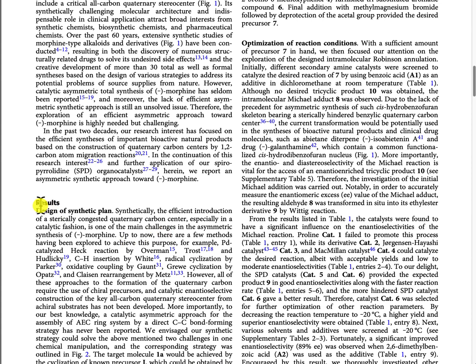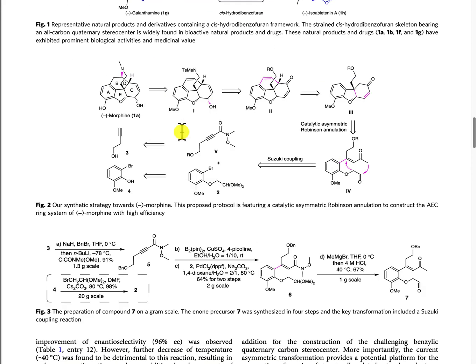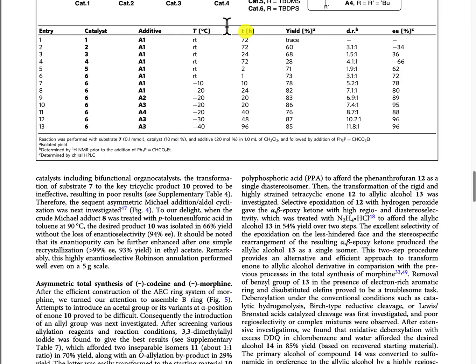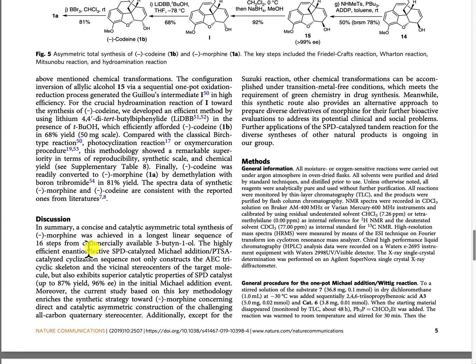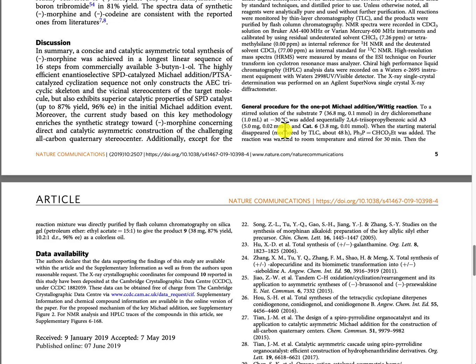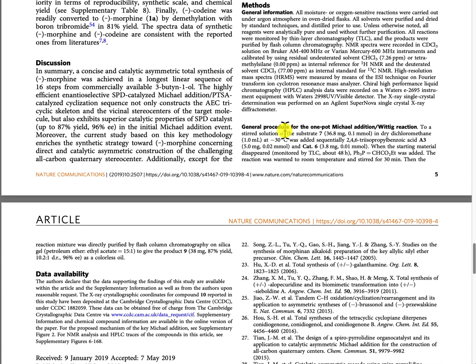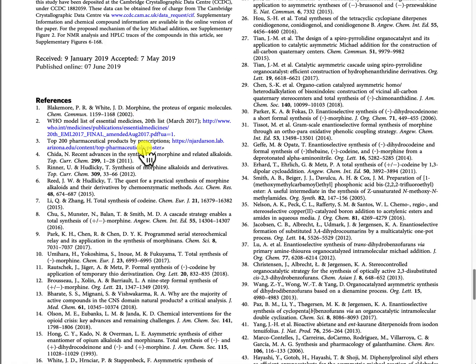Then I'll see the results. There's some reaction schemes here, some more tables and data. Then there's a discussion section. Then after the discussion, I notice there's a methodology or method section, sometimes labeled as experimental. And this sometimes goes right after the introduction, but here they've placed it at the end of the article. And then you have references.